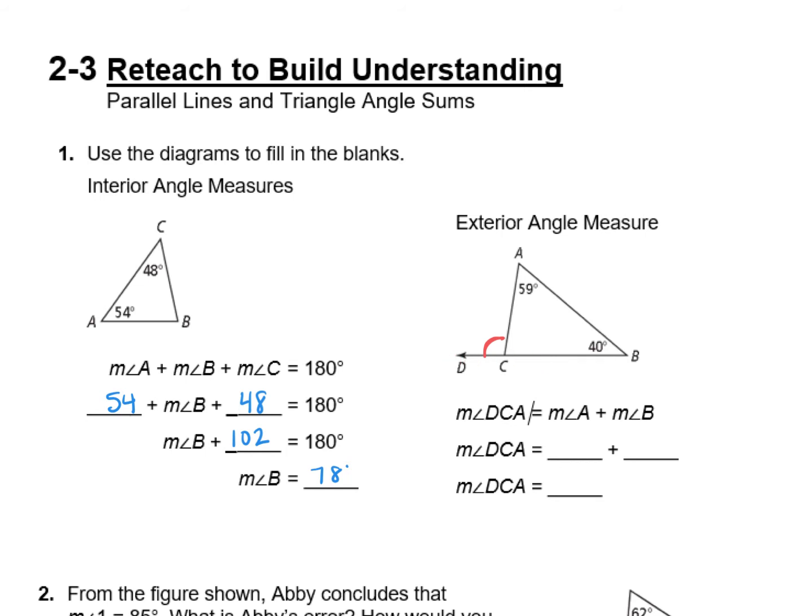So let's go ahead and fill in these statements. The measure of angle DCA is equal to the measure of angle A, we know to be 59. The measure of angle B is 40. And we're just going to add 59 plus 40 together. And we get 99 degrees for the measure of angle DCA.